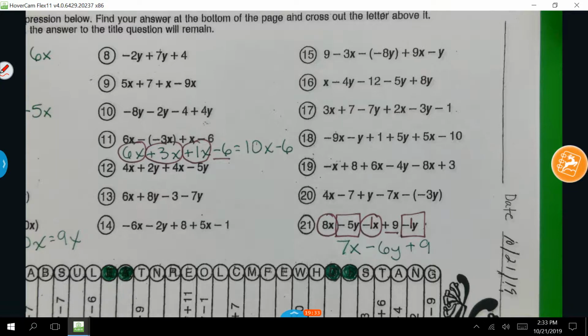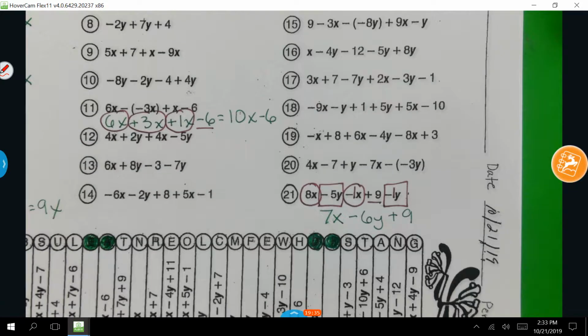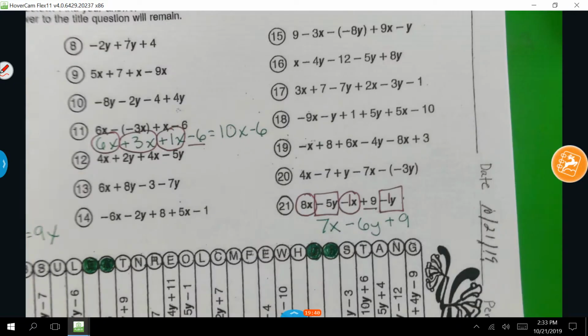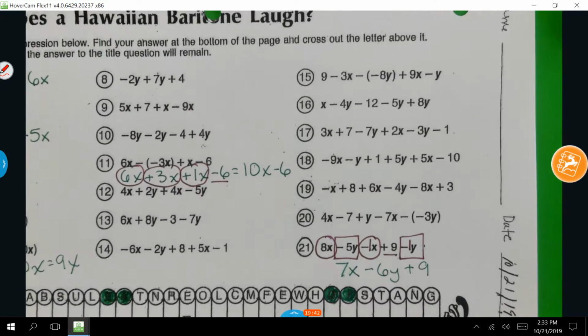Are these like random letters? Or are they supposed to spell something? No, they'll spell something to answer. How does a Hawaiian baritone laugh? All right, I'll do one more in the last column. Maylin, you pick which one. Let her pick.